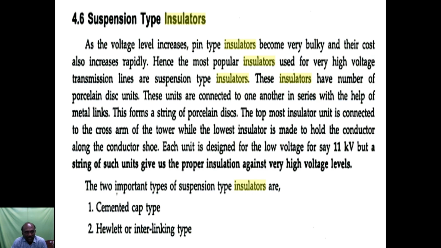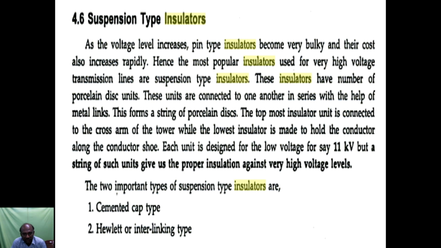These insulators have a number of porcelain discs. Here the insulators are in the form of discs. These units are connected to one another in series with the help of metal links. Using metal links, we have different discs connected together. This forms a string of porcelain discs. The topmost insulator unit is connected to the cross arm of the tower, while the lowest insulator is made to hold the conductor along with the conductor shoe.